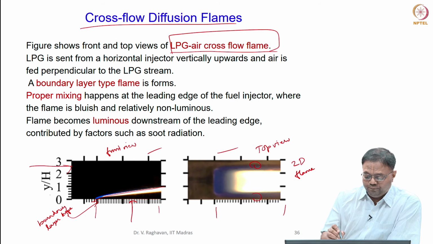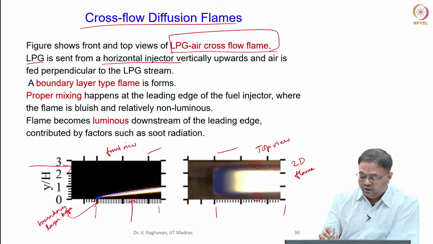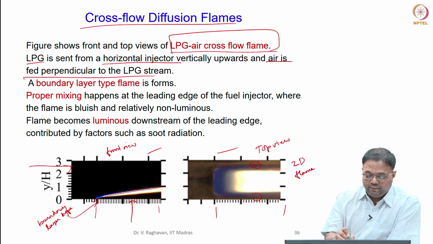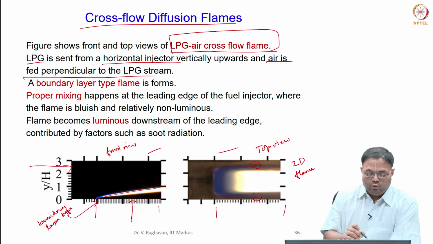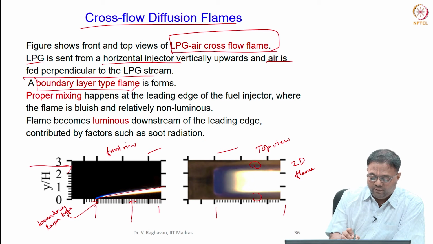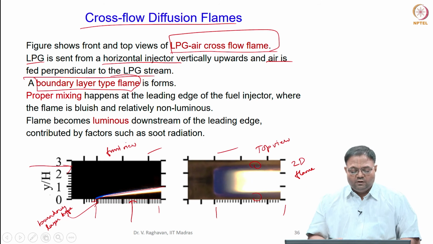Okay. So as I told you, a horizontal injector is used to send in the LPG, and air is supplied perpendicular to the stream. So it's again a uniform flow of air that comes in, and a boundary layer type of flame is formed like this, resembling the boundary layer shape.